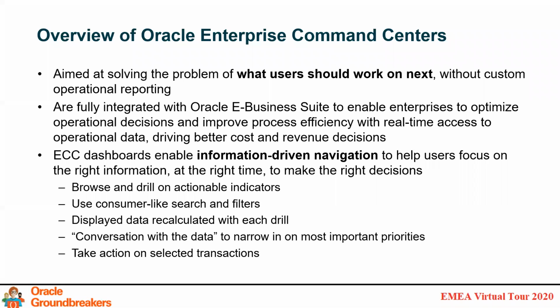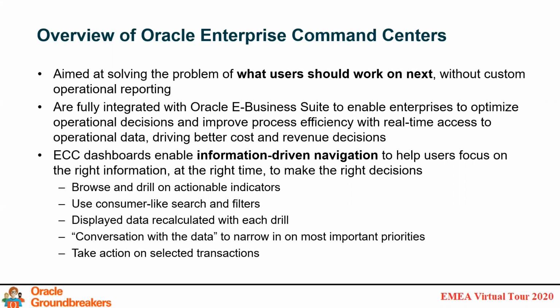You can apply consumer-like search and filters, like on Amazon.com or eBay. We apply filters like: we are looking for this particular product, from these suppliers. That keeps refining the data. In the ECC also we can apply filters. Every time you apply a filter, data is recalculated with each drill, and it is a conversation with the data. You ask a question, and you get the answer back from the ECC dashboards. Then you narrow down to the selected transaction, and then you act on it.